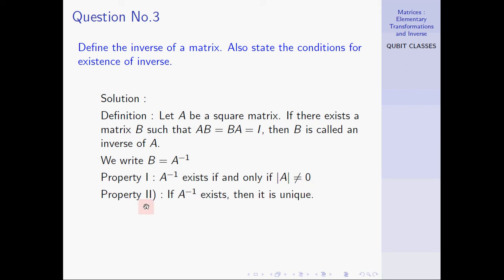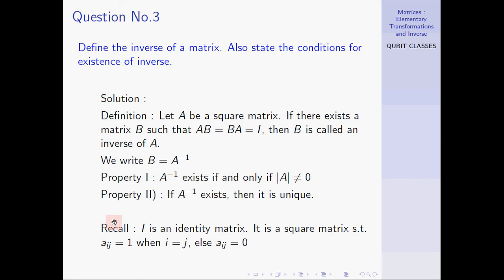And the next property, which is also very important, is that if A inverse exists, then it is unique. This means, suppose you know a matrix B which when multiplied with A gives you I. This implies that there will not be any other matrix C such that A into C equals C into A equals I. And if you find such a matrix C, it will always be equal to B. Thus, the inverse of any matrix is always unique.